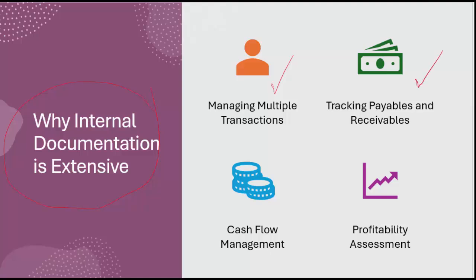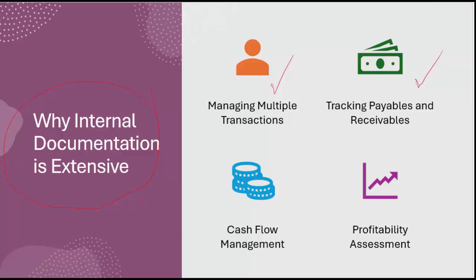2. Tracking payables and receivables. The company needs to maintain an accurate list of people who owe it money, customers, and those to whom it owes money, suppliers. The accounts payable system tracks outstanding bills, while the accounts receivable system monitors payments due from customers.